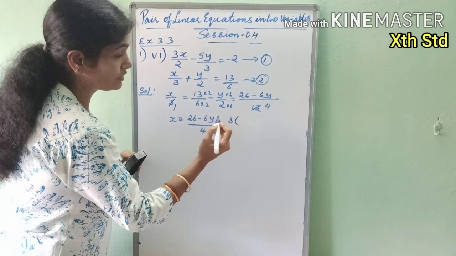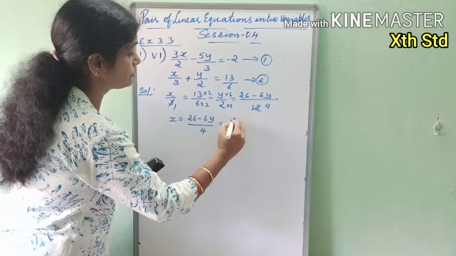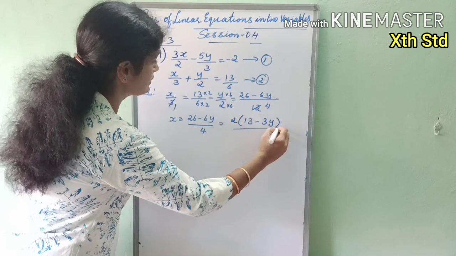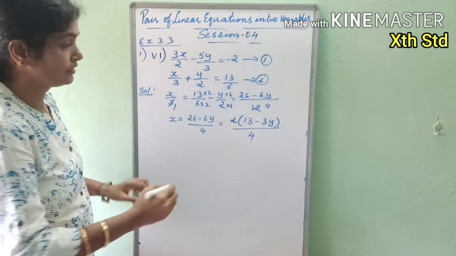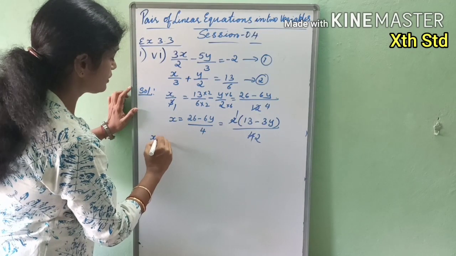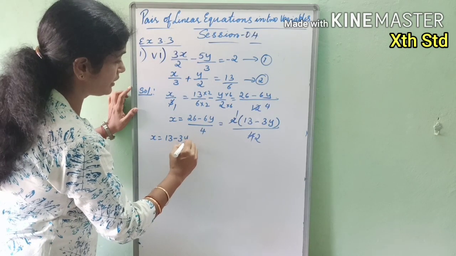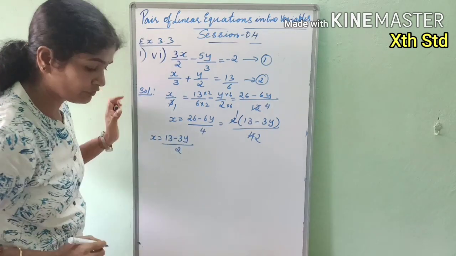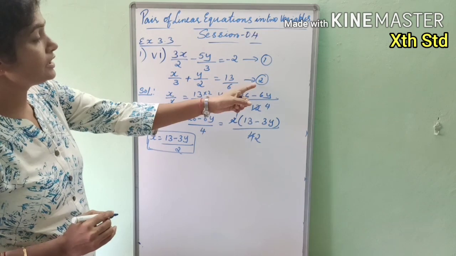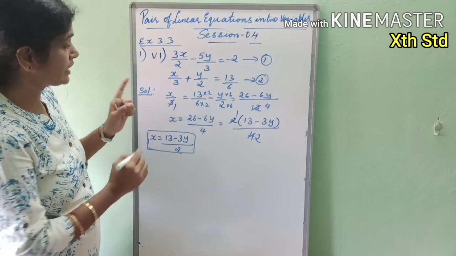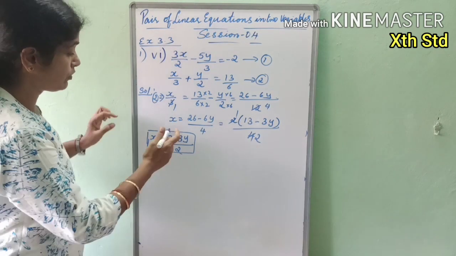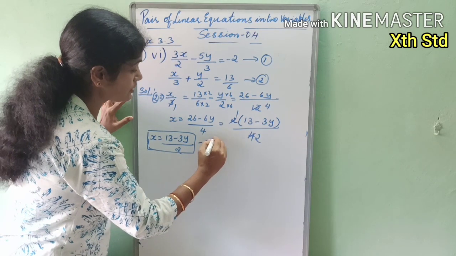If you are taking out 3, no, it is 2 common here. 2 into 13 minus 3y by 4, right? Fine. Then simplifying this, it leads to x is equal to 13 minus 3y by 2. This value of x we are substituting in the equation. Which equation have we taken? We have taken equation 2, so we are substituting it in equation 1. Okay, so this is your equation 3.